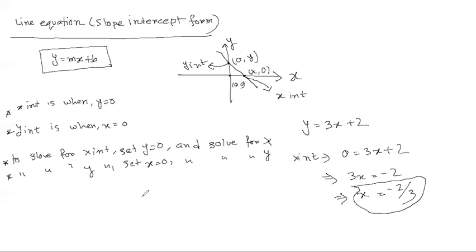To solve for the y-intercept, we set x equal to 0. So in the equation y equals 3x plus 2, we set x equal to 0, giving 0 plus 2. So our y-intercept will be 2. This is how we find our x-intercept and y-intercept. This is just an example using a straight line equation, but this can be done using any other polynomial, a quadratic, a cubic, it doesn't matter. Hope you are clear with the x-intercept and y-intercept.